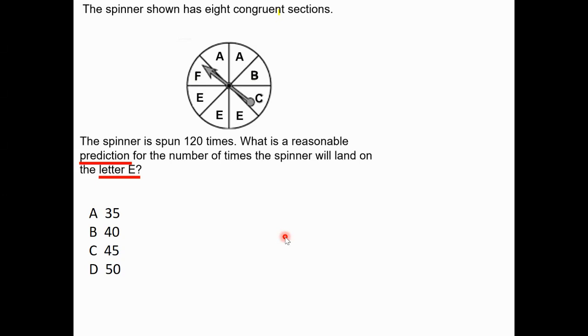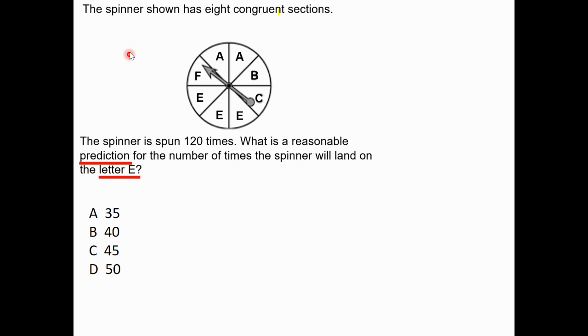Okay, so now we're going to talk about how to use simple probability to make a prediction. A prediction is an estimate or a guess of what you think might happen. But if you were to actually do the experiment, you might get different results. It's just what we think could happen.